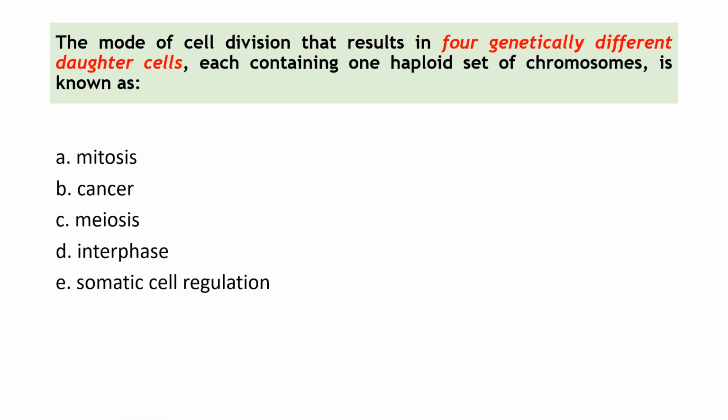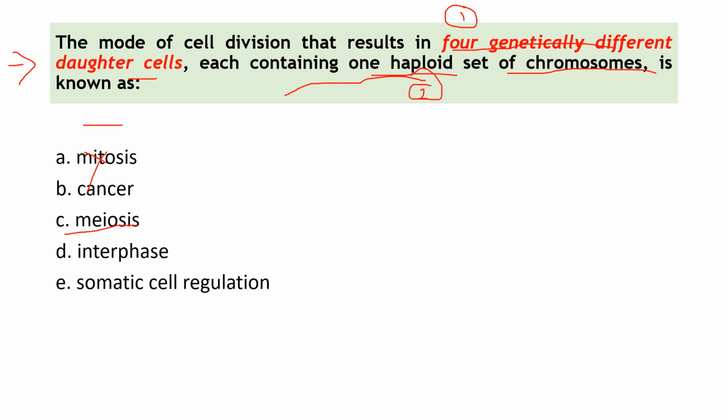Okay, so this one is pretty easy. I'm sure that you remember this from high school. Let's read it together. The mode of cell division that results in 4 genetically different daughter cells, each one containing one haploid set of chromosomes, is known as. So key information here: 4 genetically different daughter cells. This just means that this is not mitosis, and that each contains one haploid set of chromosomes. This means that it is meiosis.